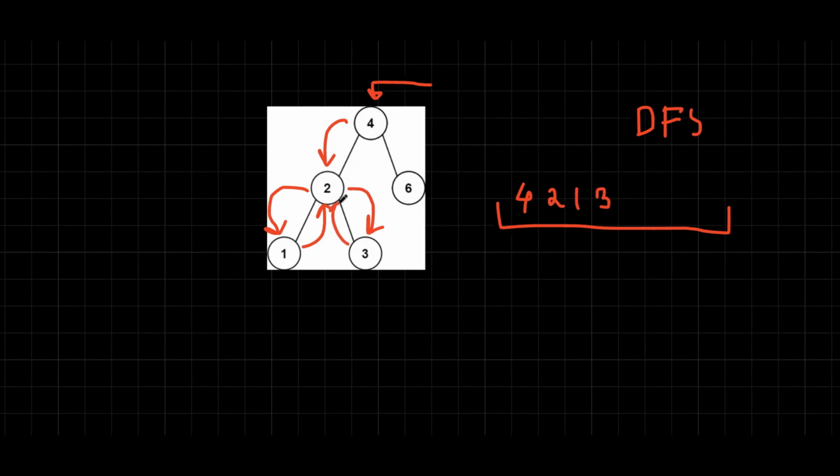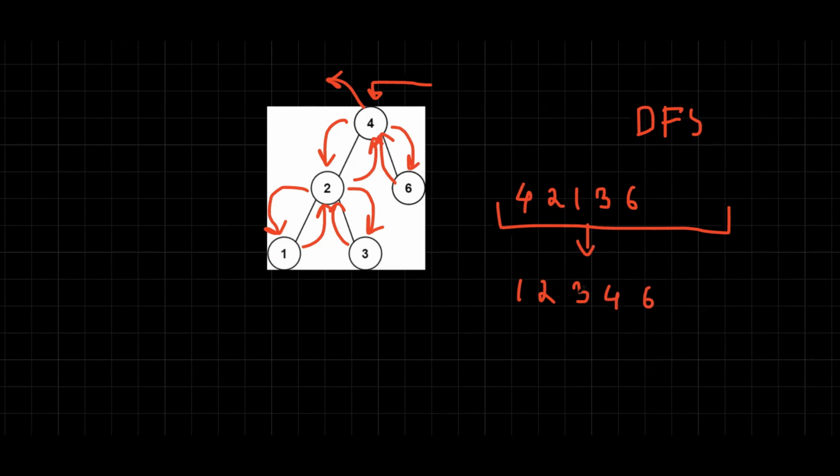Now, from this 3, we will again get back to 2. Now, again get back to 4, but 4 is also visited. Now, we will be at the node 6. Now, from the node 6, we will get back to 4 and it will return. Now, our vector contains the values 4, 2, 1, 3 and 6. Now, if we sort the elements, it will become 1, 2, 3, 4 and 6.